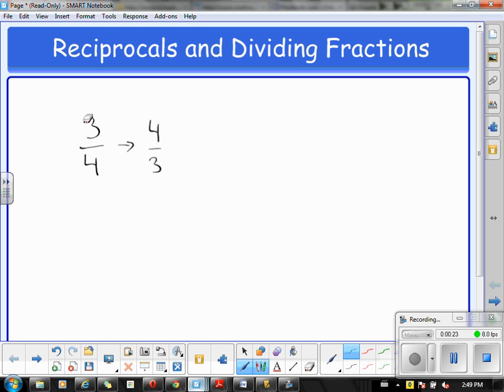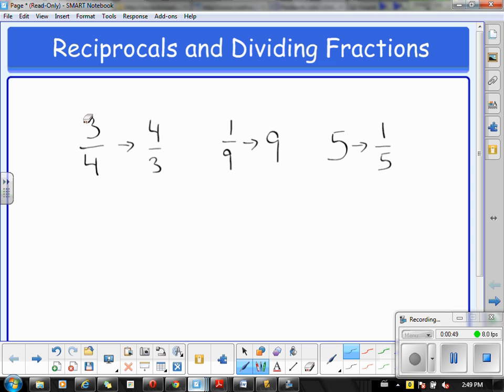If you have the fraction 1/9, the reciprocal, oh, don't use an equal sign though, because they're not equal. The reciprocal of 1/9 is 9/1, or we can just simply write it as 9. The reciprocal of 5 would be 1/5.